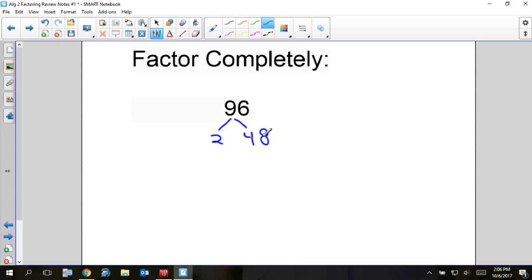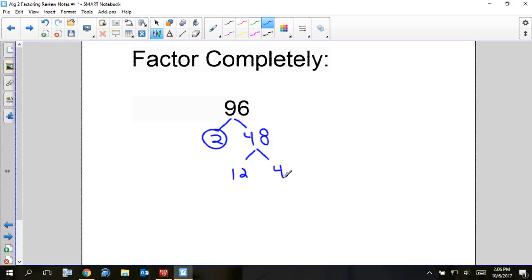Now, when I say factor completely, if either of those factors has factors other than 1, then we need to go further along that tree. So does 2 have another factor other than itself and 1? No, 2 is a prime number. What about 48? Does that have another factor? What makes 48? 12 and 4. I heard different things. There's different answers, right? So we'll just go with one of them, 12 and 4.